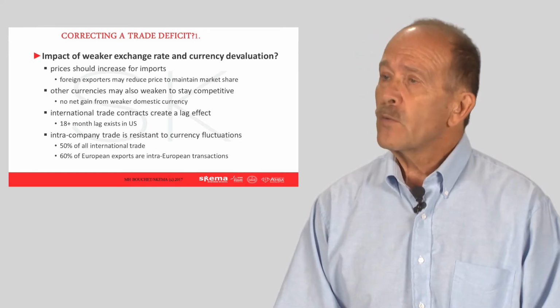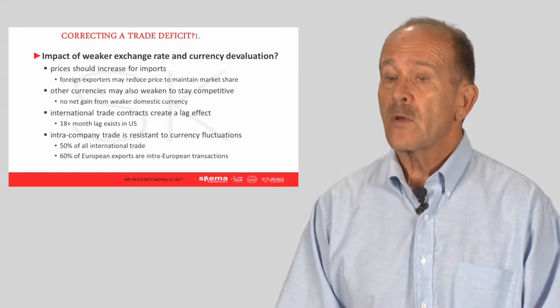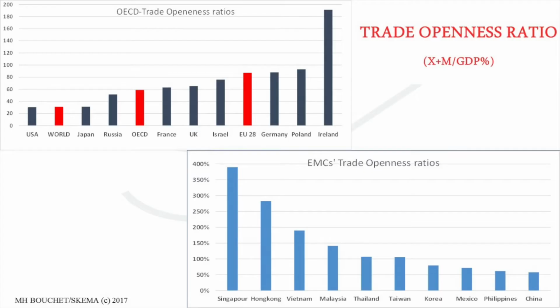However, there are many conditions to make a devaluation a success. The first condition, of course, is to have an open economy, and that condition can be measured by the so-called trade openness ratio, that is the ratio of total trade flows divided by GDP. As we can see on the chart, the larger the market, the less the trade openness ratio. The world average is around 30%, but it reaches more than 100% in the Asian tigers, up to 200 and 300%.